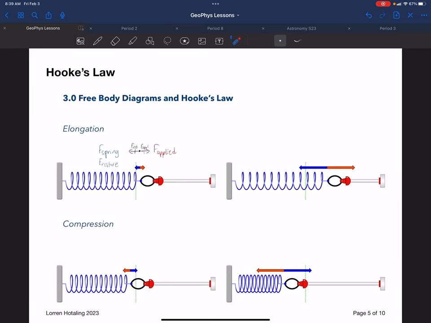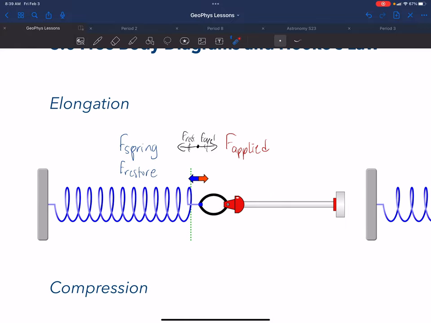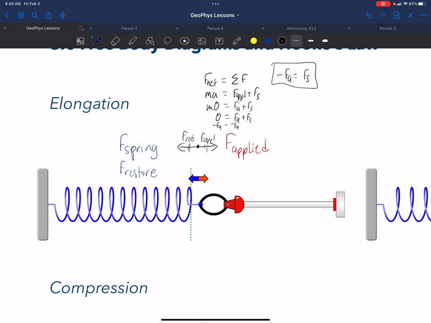Now, how we know they're equal and opposite is that this force that's been applied to it is holding the spring in place. From Newton's second law, we know the net force is the sum of the forces. The net force is MA, and the two forces we have are the force applied and the force of the spring. Now, the acceleration is zero. So therefore, the sum of the forces is zero. So subtracting the force applied from both sides, we see that the force applied is equal and opposite to the force of the spring. The force of the spring is equal and opposite to the force applied.